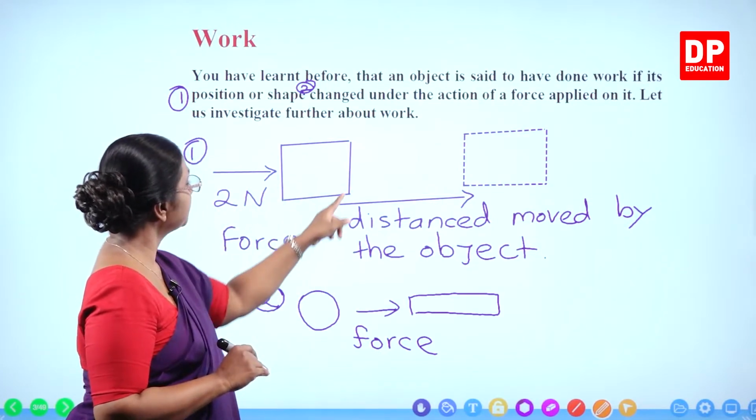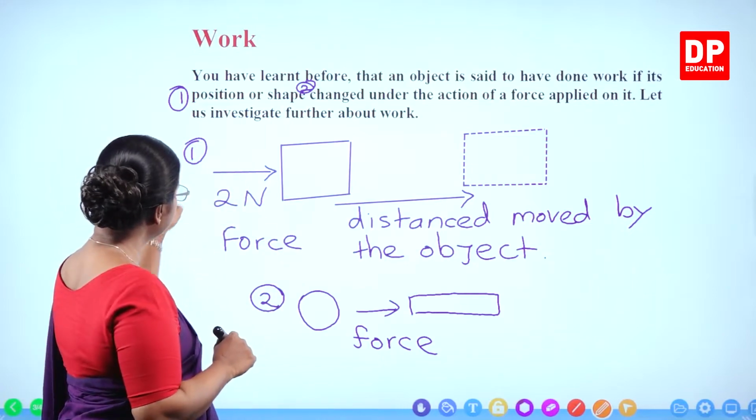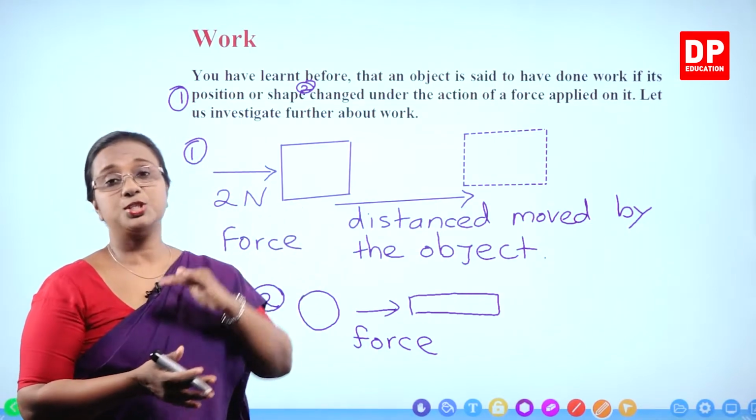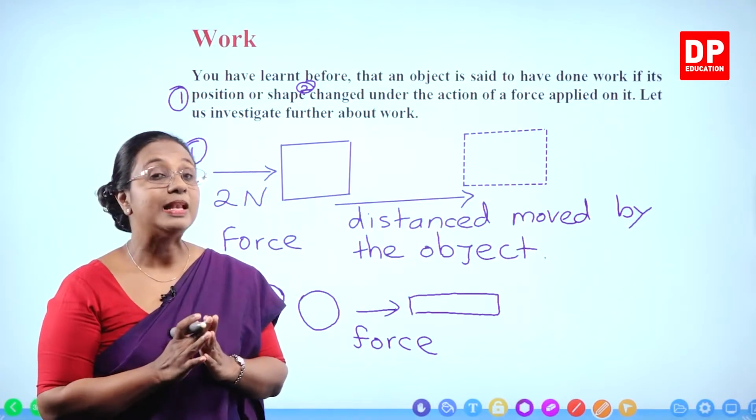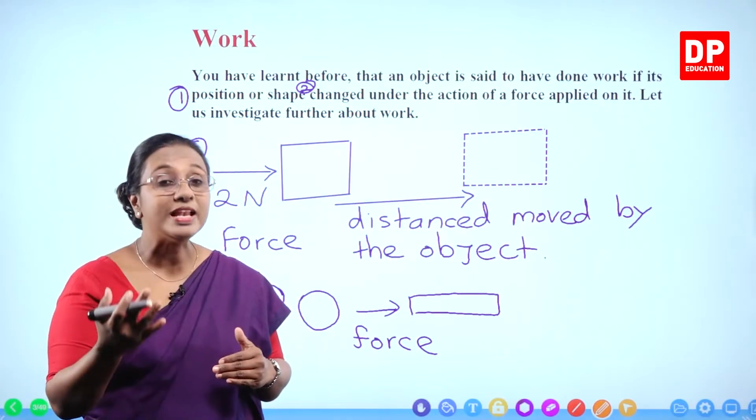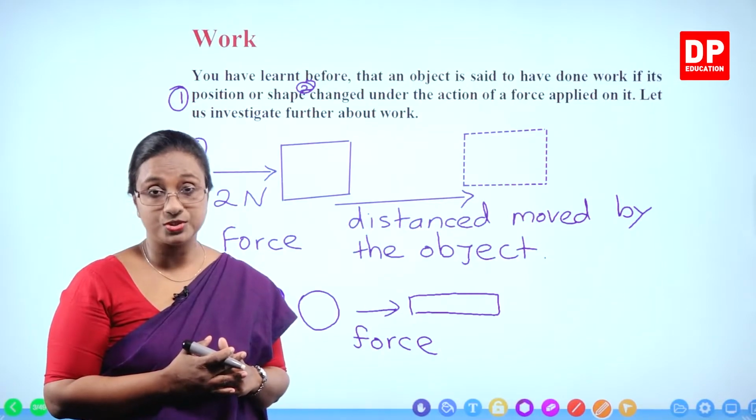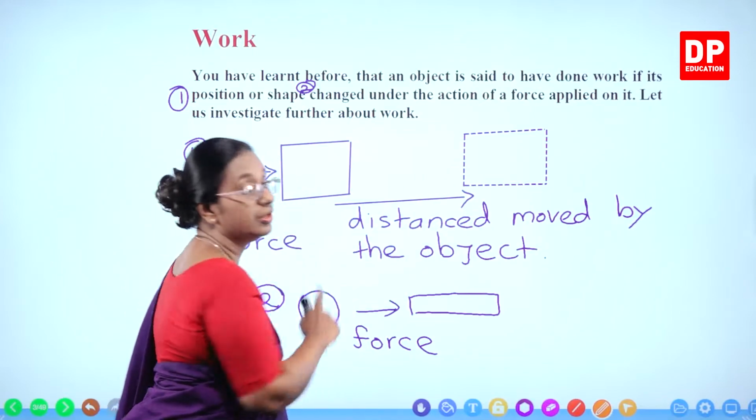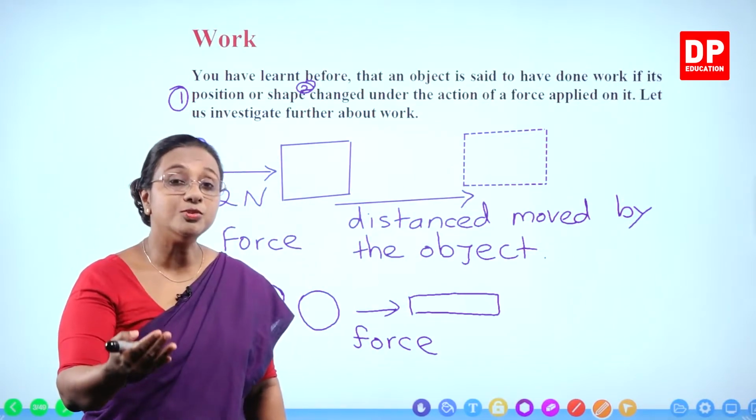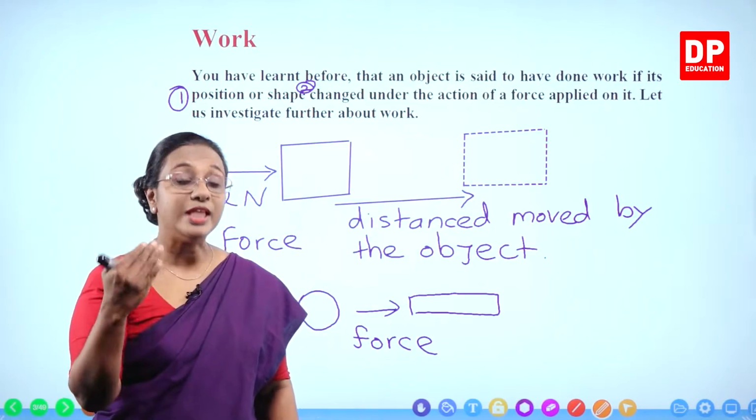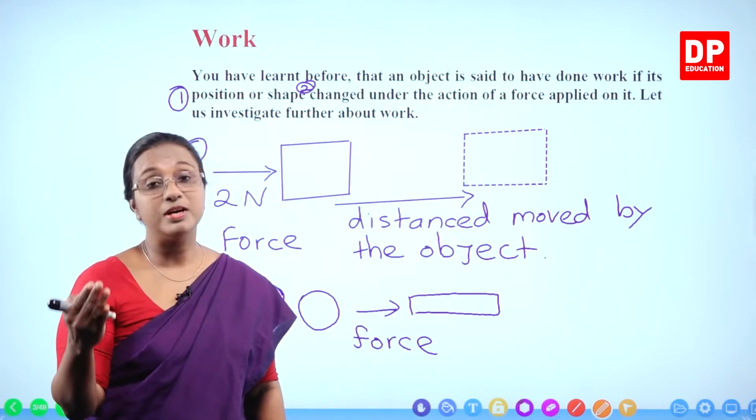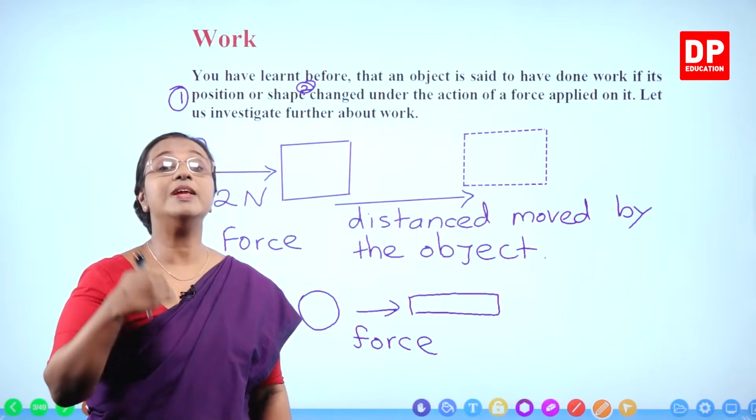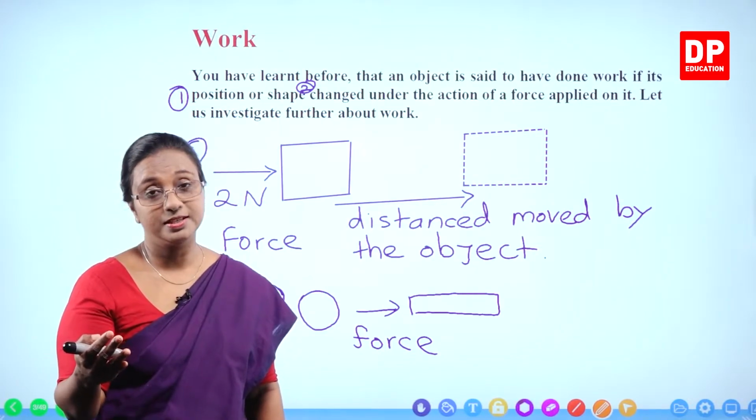Now let's say this is one box. I said we need to apply 2 Newton force. Say if you have 2 such boxes, what will happen there? You will have to apply more force so that you can move the 2 boxes from here to there. Then you need to apply more force, so then there will be more work done. Say if you are to move 4 boxes, you will have to increase the force further.